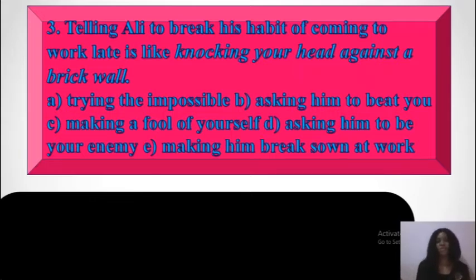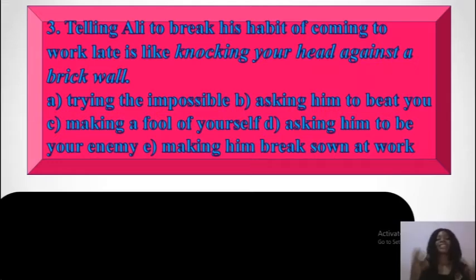Of course, you can't just knock your head against a brick wall just like that, unless it's a mistake. So it's actually trying the impossible. Yeah, that is actually the correct option.